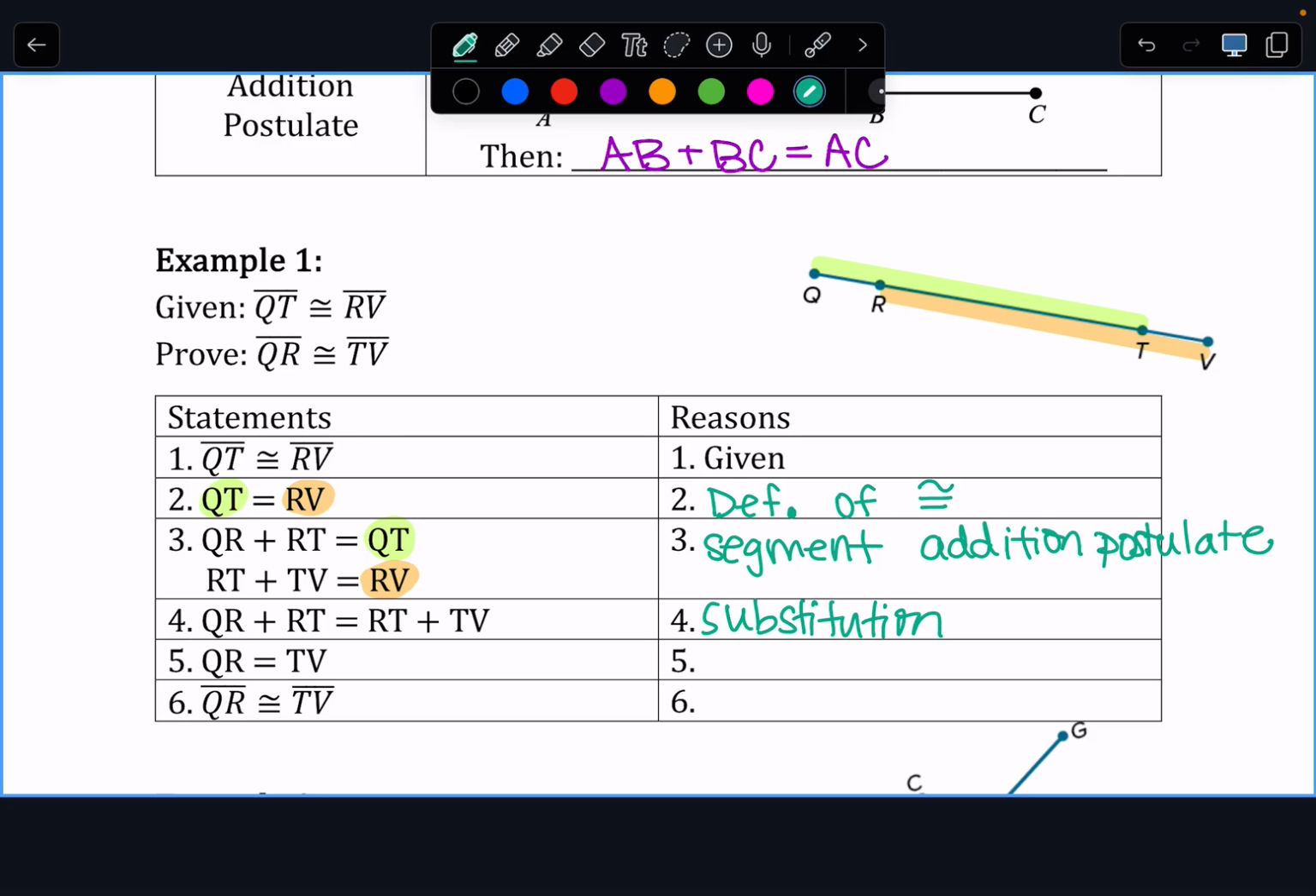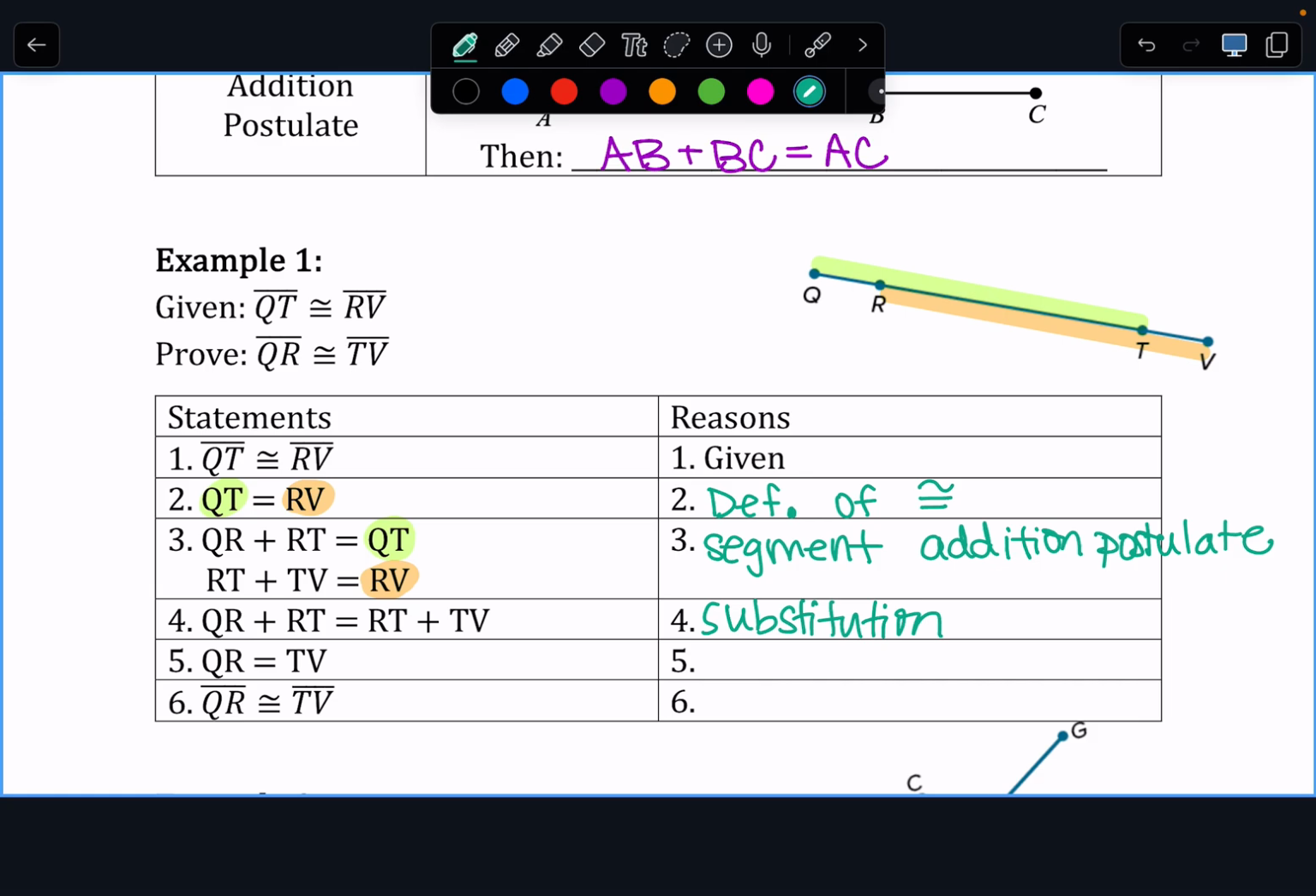What's the difference between substitution and transitive? So transitive is like A equals B, B equals C, so then we get to A equals C. If you have 3 statements and you rearrange them to be this equals this, I will accept transitive property. I will also accept substitution.